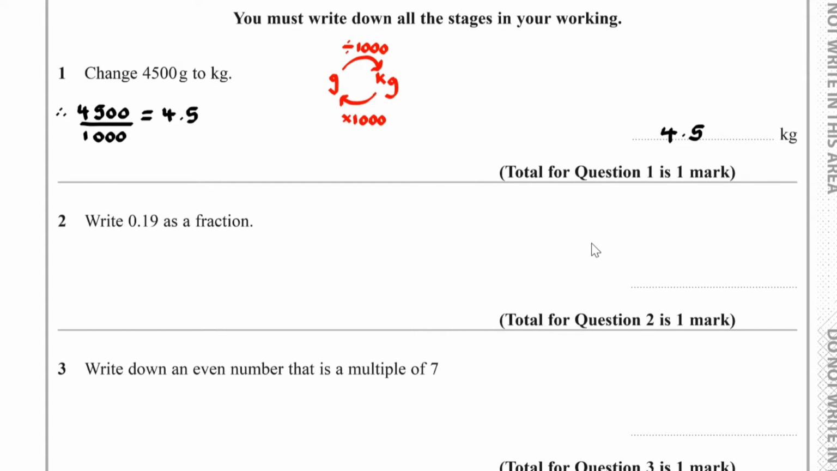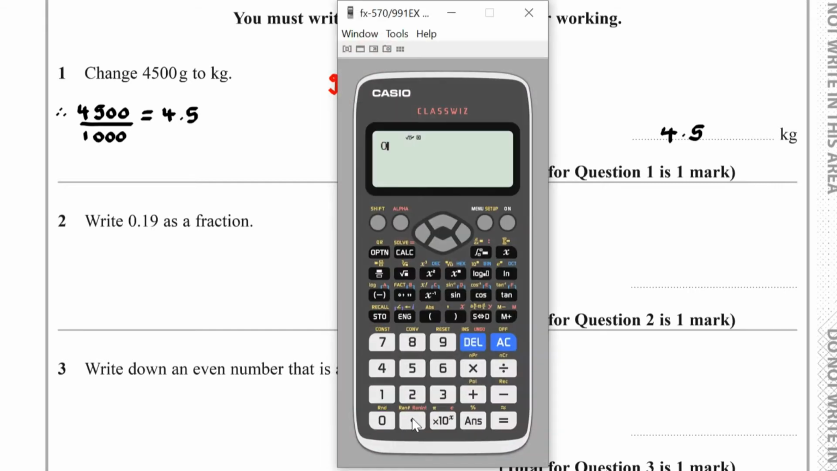Question number 2, we have to write 0.19 as a fraction. Well, if I type 0.19 into my calculator and then press equals, the calculator automatically displays the equivalent fraction of 0.19. That is 19 over 100.